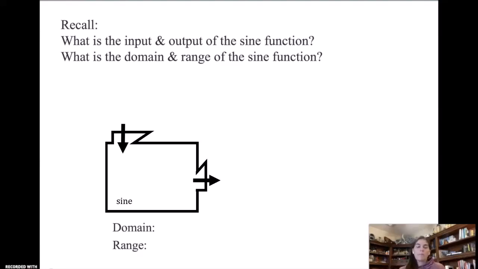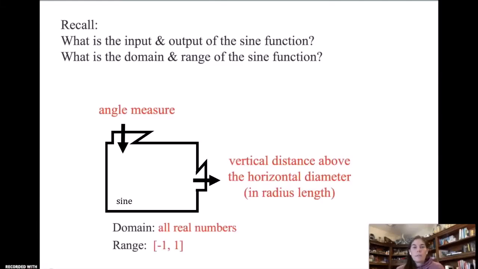sine function are. So the input of a sine function, and a cosine by the way, is an angle measure. Anything that you put into the sine function has to be an angle measure, and that's always going to be in degrees or in radians. And so really the domain is going to be all real numbers, because remember we can go around and around our circle clockwise or counterclockwise, it doesn't matter.